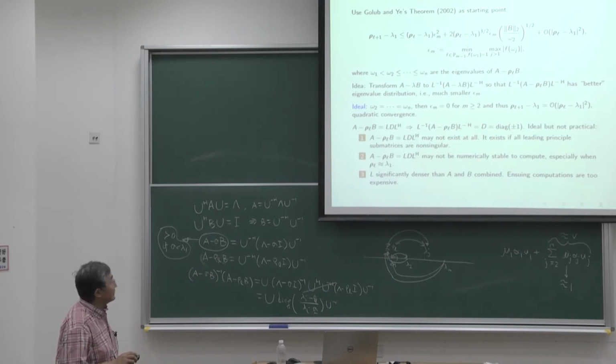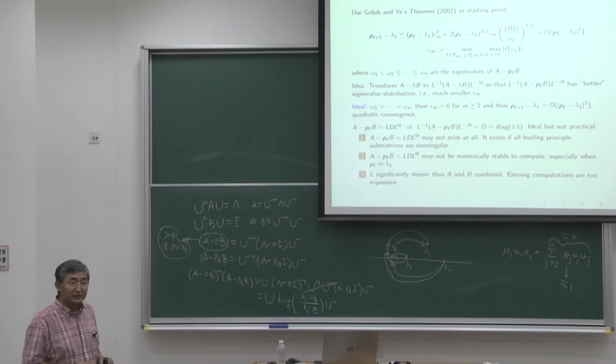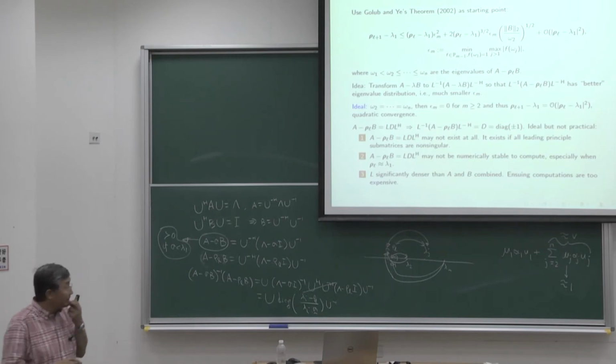If it exists, it's maybe numerically unstable to solve, because remember, this lambda rho L is going to be closer and closer to lambda 1, so A minus rho L B is going to be closer and closer to singular. When you do that decomposition, even if you are lucky and all the leading principal submatrices are non-singular, some of them may be close enough to singular. Then you have a stability issue.